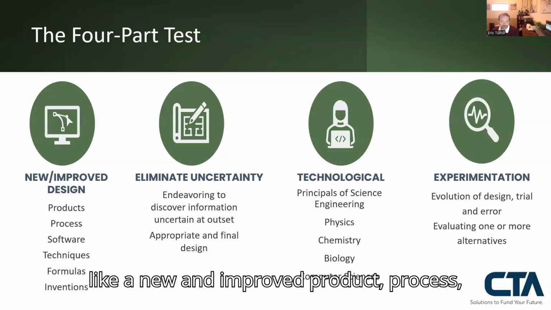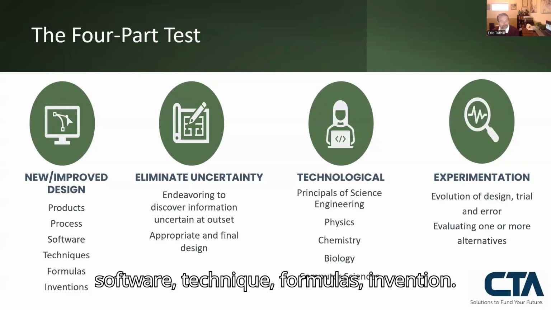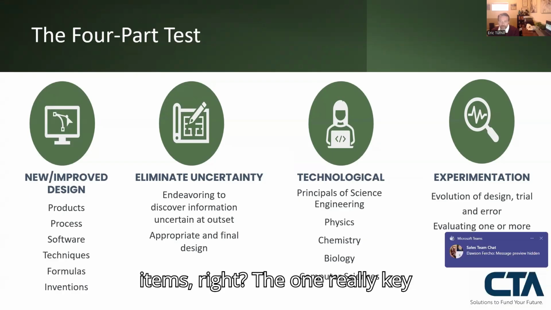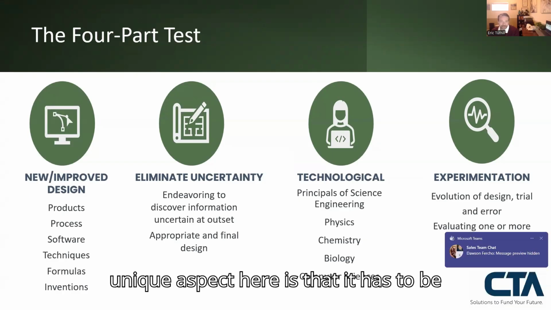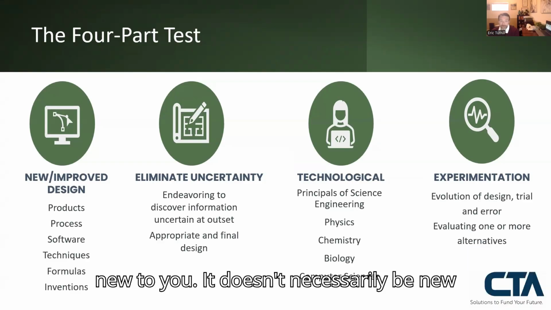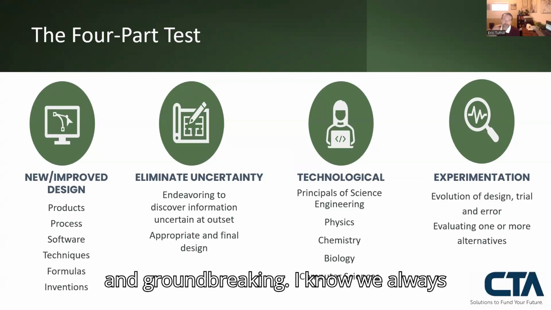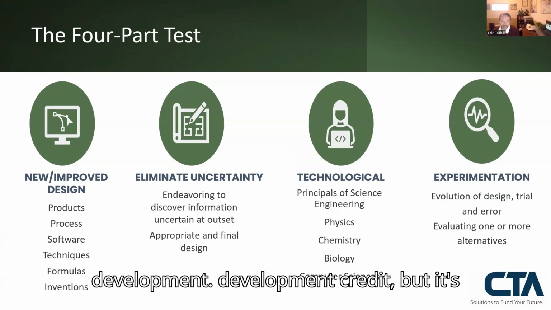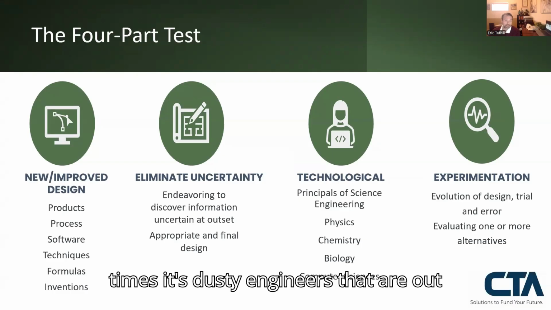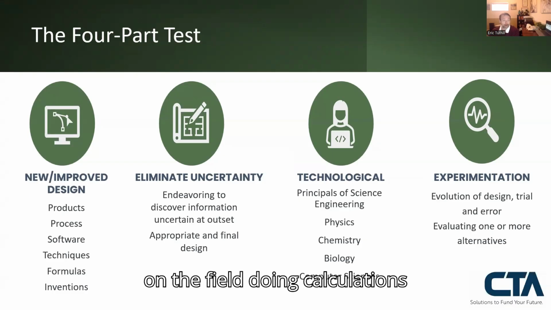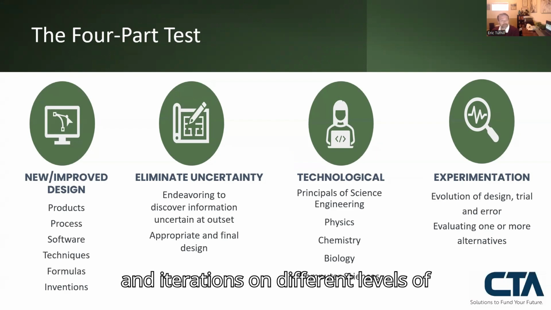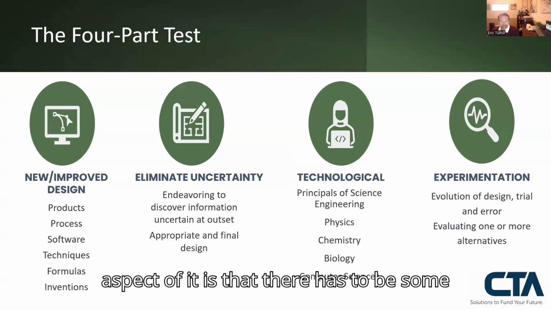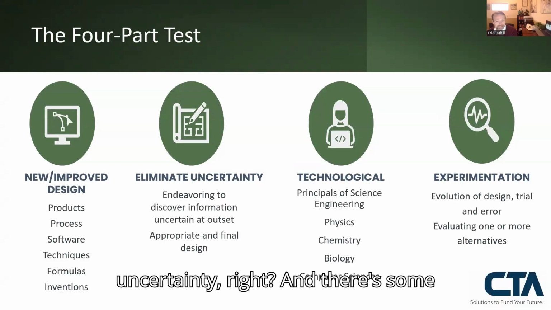And that means a new and improved product, process, software, technique, formula, or invention. It can be any of these different items, right? The one really key unique aspect here is that it has to be new to you. It doesn't necessarily have to be new and groundbreaking. I know we always think about guys with lab coats on when we think about the research and development credit, but it's a lot more nuanced than that. A lot of times it's dusty engineers out in the field doing calculations and iterations on different levels of calculations.